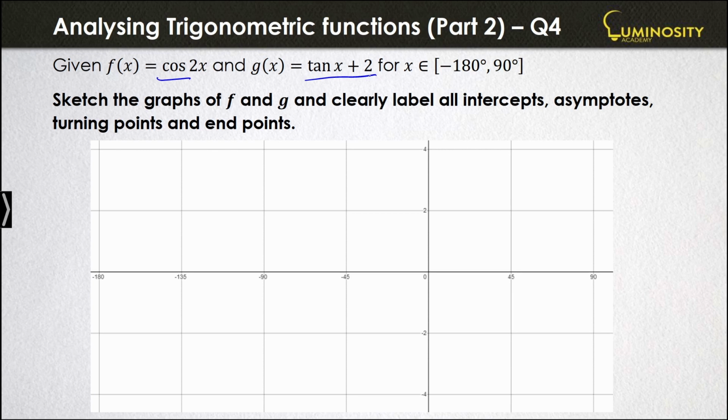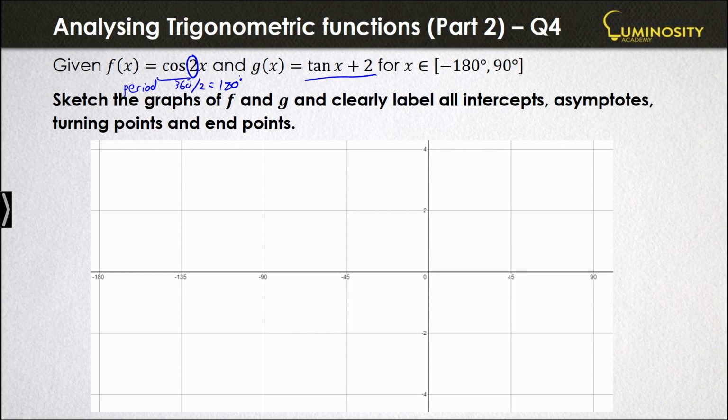Okay, so before we do that, let's just have a look at these two functions. For f of x, we have cos 2x, so the only parameter that's affecting the parent graph cos x is that b value of 2, which basically says that your new period of this graph f is going to be 360 degrees of cos divided by 2, which is 180 degrees. So we expect in a 180 degree interval that we'll have a full cosine wave.